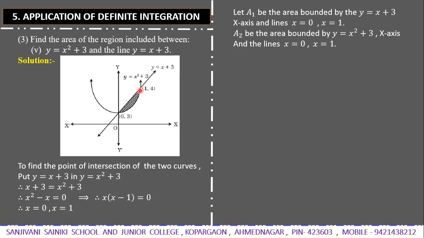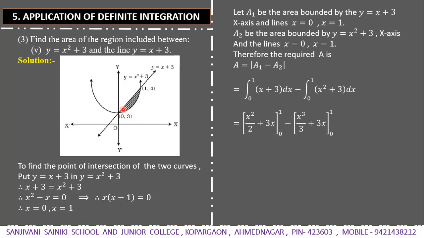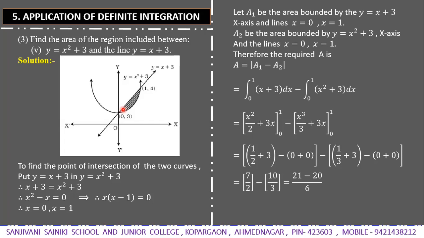A1 is the area bounded by the line because it is the upper curve, and A2 is the area bounded by the parabola because it is the lower curve. So we will subtract the area bounded by the parabola from the area bounded by the straight line. Use those values, use the limits, take the integration and put the lower limit and upper limit in this formula. Then you will obtain the last step, which is 1 upon 6 square units.